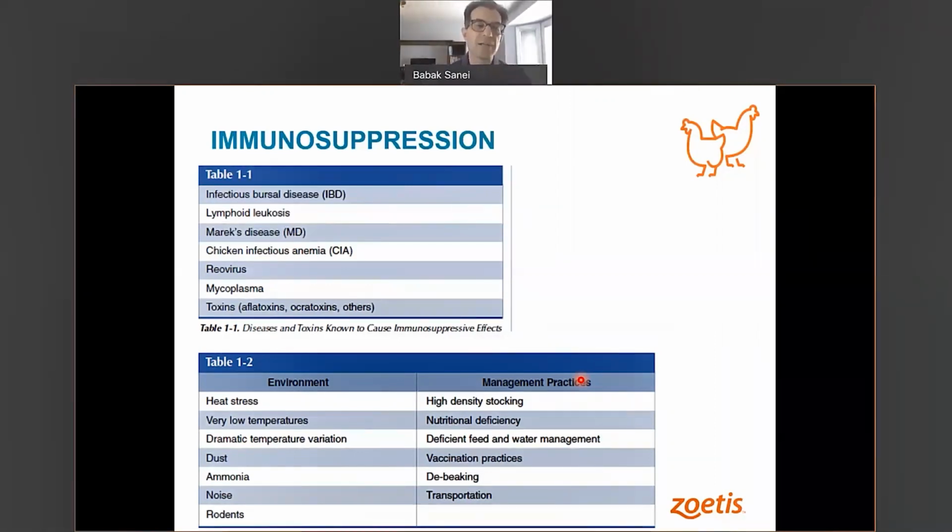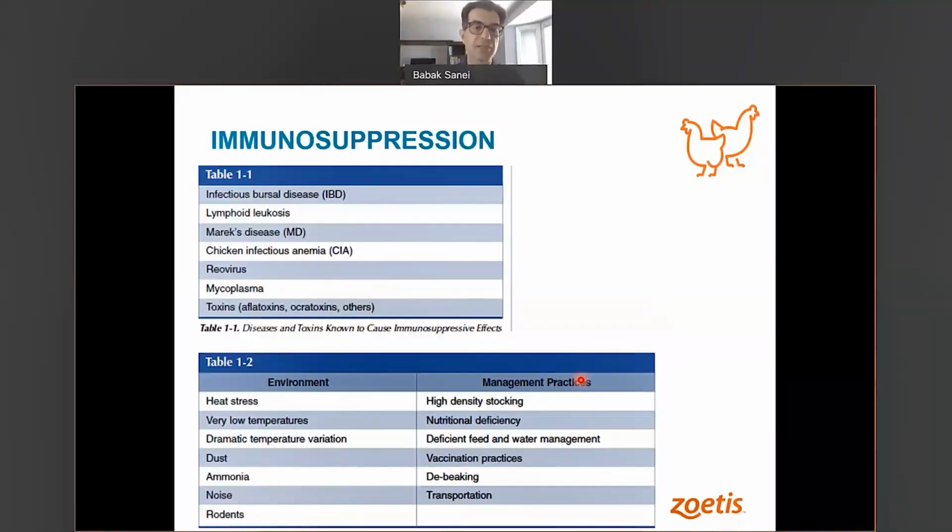And there are some other viral diseases that you could see. There are some bacterial diseases that also can cause that. Inclusion body hepatitis, IBH, can also be immunosuppressive. And in fact, having both IBD, Gumboro disease, and IBH or inclusion body hepatitis in the same flock would definitely increase the magnitude of the losses in that particular flock that is affected by a concurrent infection of both of those diseases.